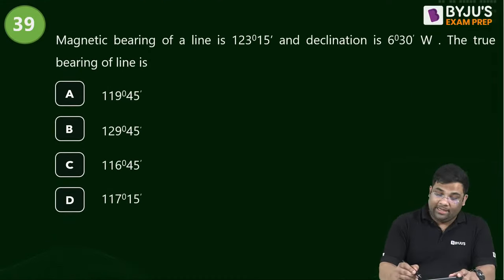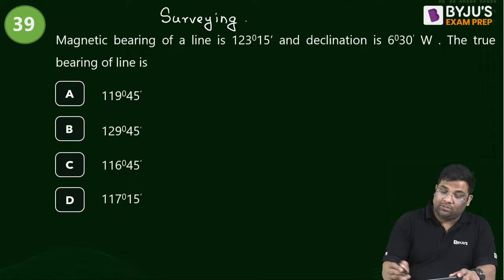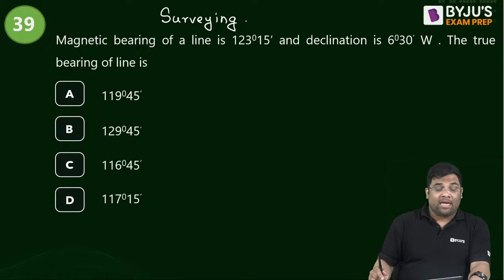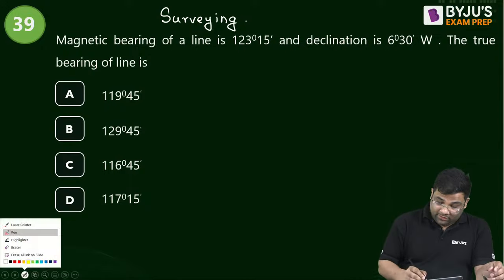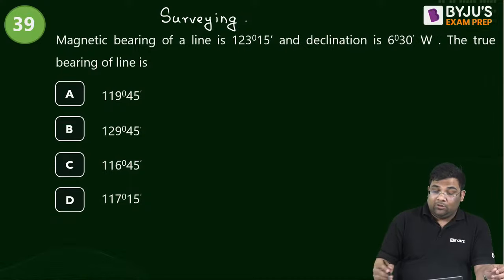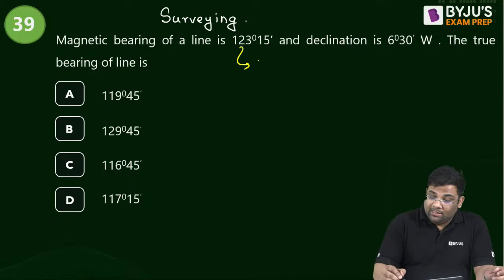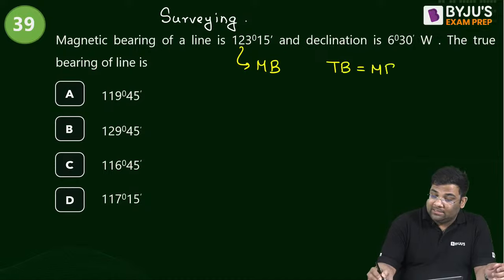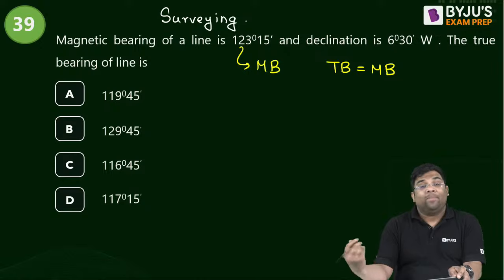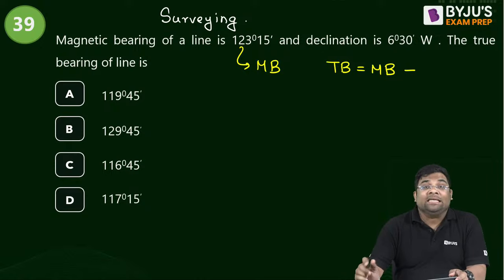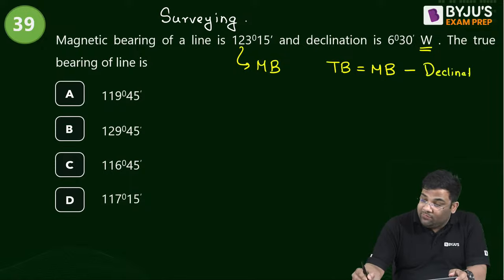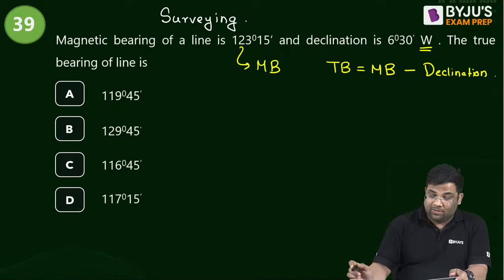Question 39, surveying. Please tell me the answer. Declination, we have solved this kind of question. Some days before I took one class on compass surveying. So magnetic bearing is given. So true bearing is what? Magnetic bearing plus minus declination. It will be minus here. Why? Because it is west. West is negative declination, right? So it is minus here because it is given in west. So what is the answer here? Tell me. What is the answer?